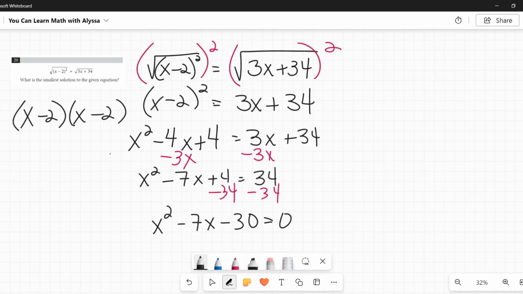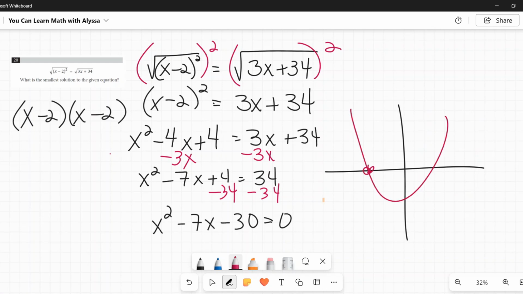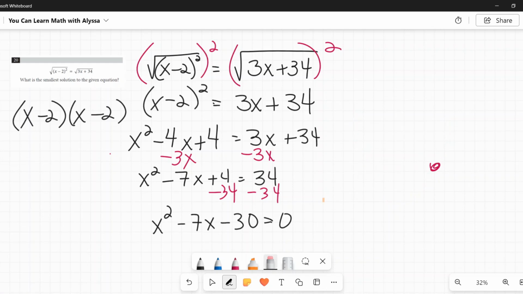Now some people, if you get to this point, you may decide right now to put this into Desmos. And because this is a parabola, wherever it ends up being, we don't know yet, you're going to look for the 2 points where it crosses the x-axis. Those are going to be your solutions. And that's totally fine if you want to do that.